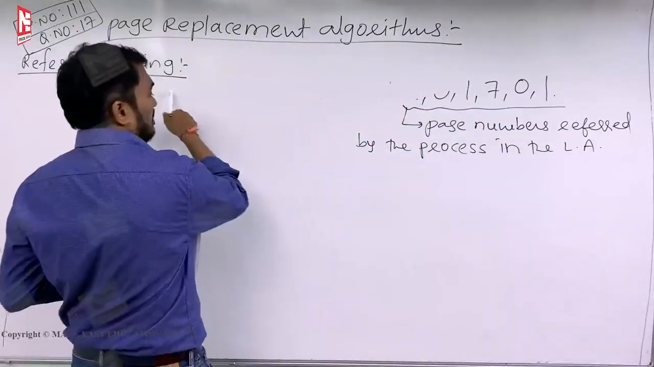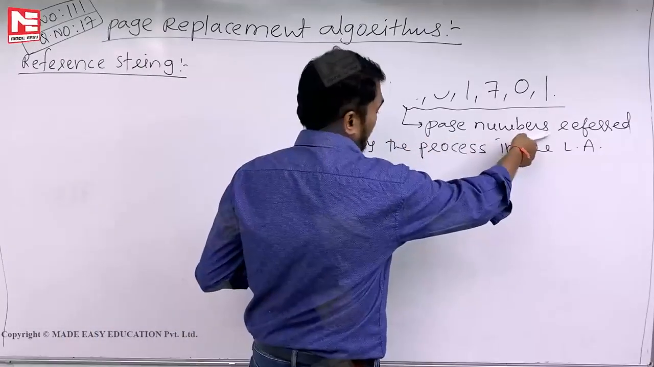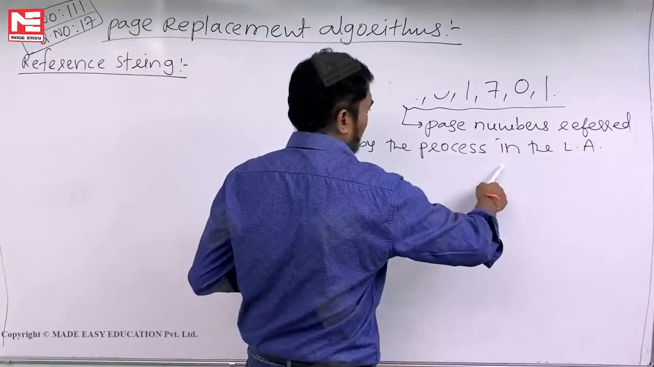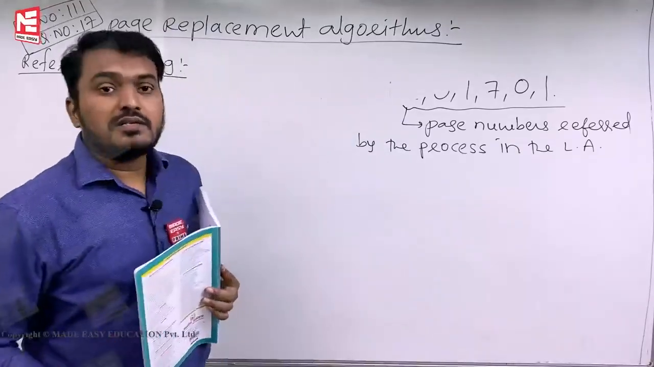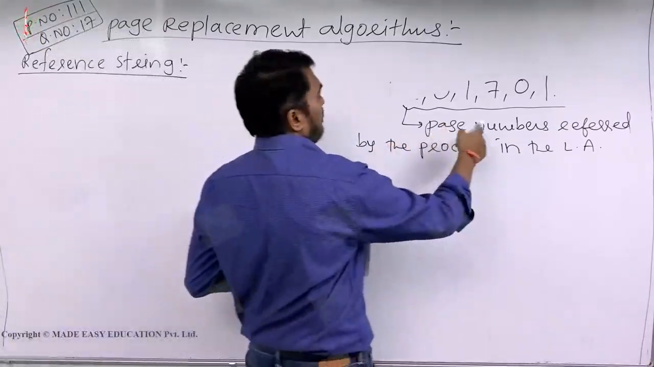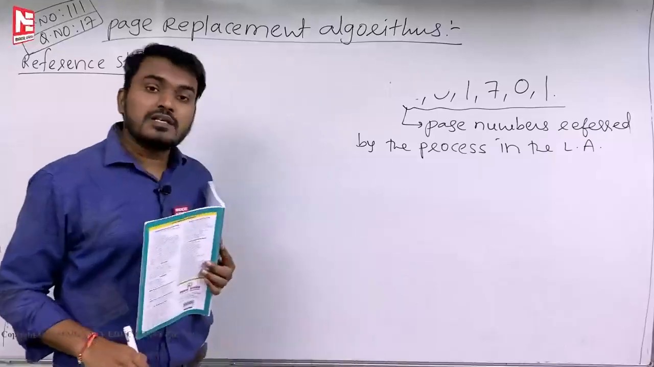यहाँ पे लिखा है. Reference string मतलब page numbers. Page numbers referred by the process in the logical address. That is the page numbers.